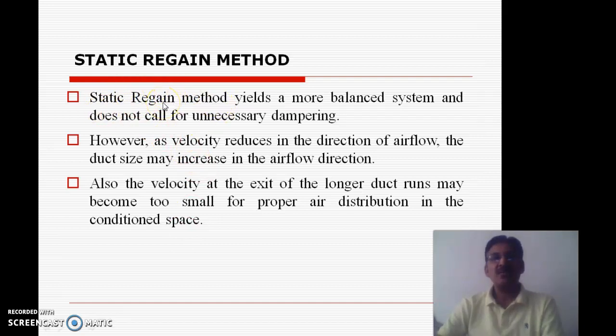Static regain is constant, we are maintaining it throughout the system, and for that the velocity at the exit of a longer duct goes on decreasing. So for proper distribution to the conditioned space it may become too small. So here these two are the disadvantages of this static regain method.